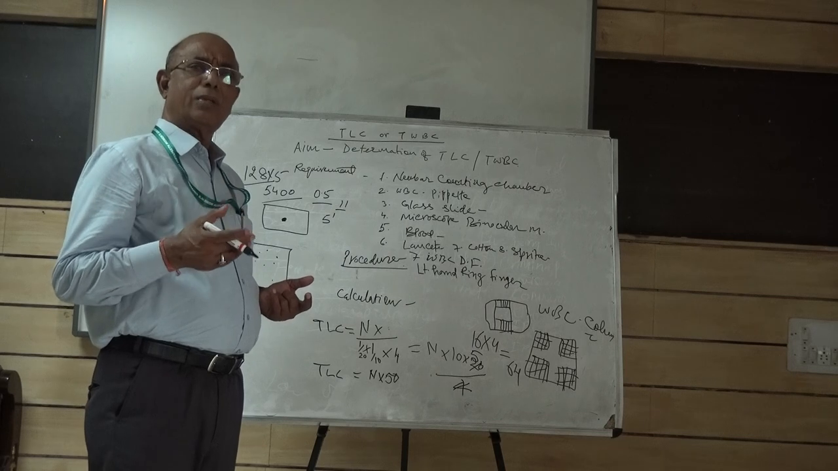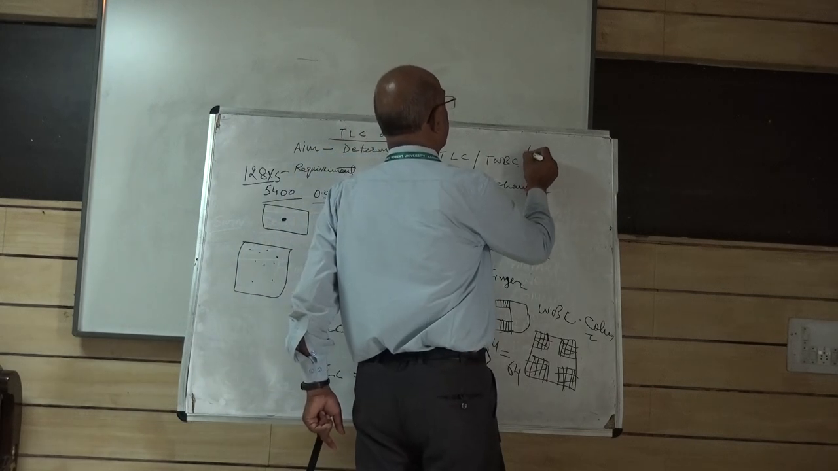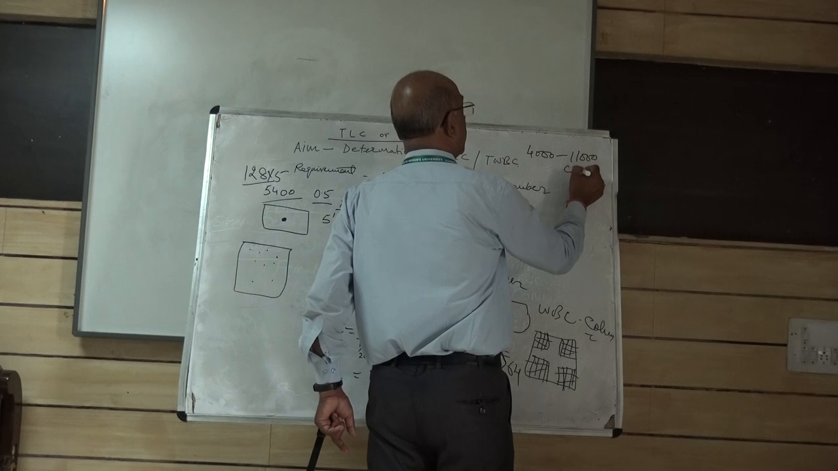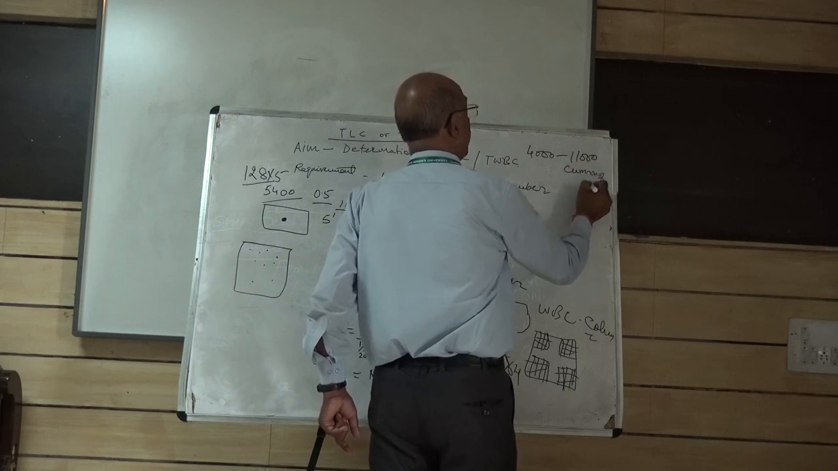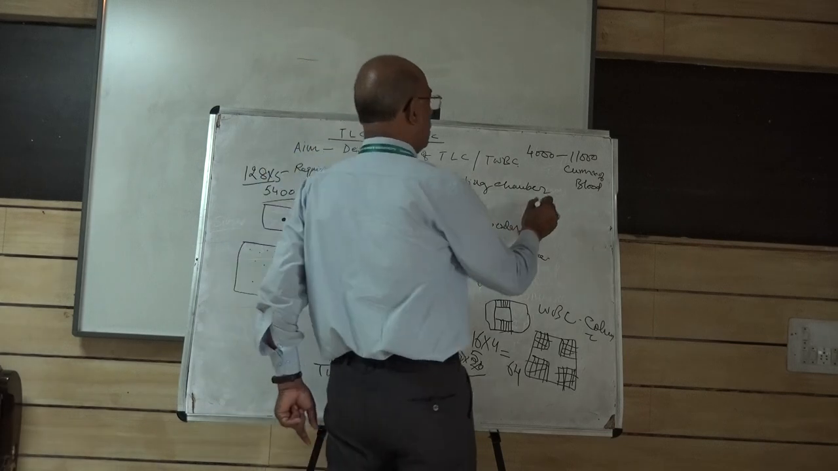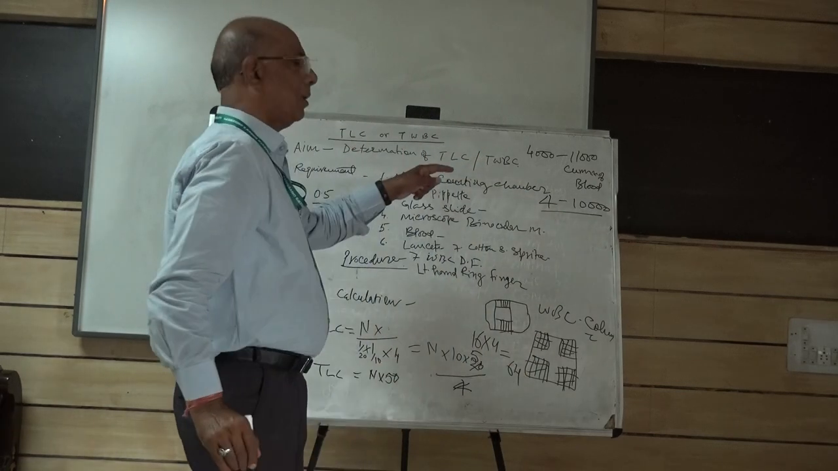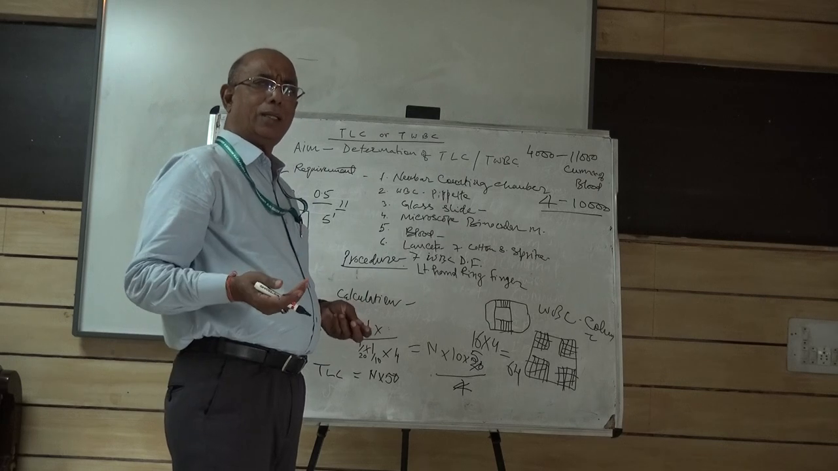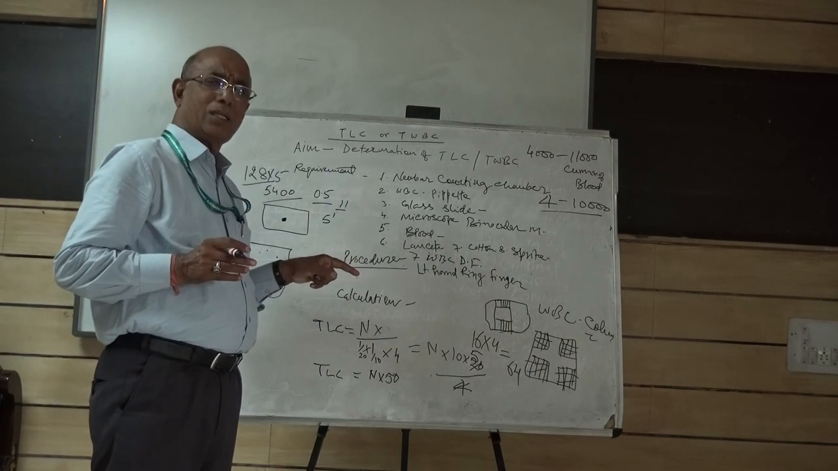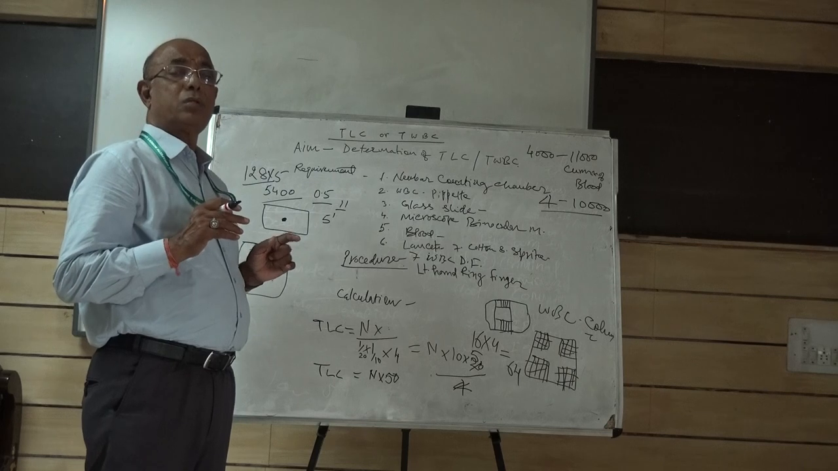The total count is 6,400. As per the normal range, TLC is 4,000 to 11,000 per cubic millimeter of blood. Some books also write 4,000 to 10,000. This is our main motto, that we can calculate the TLC or TWBC. Through this test we can judge the patient's TLC count, whether it is in the normal condition.